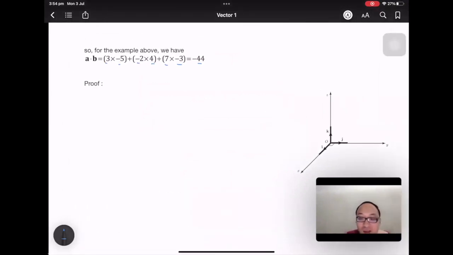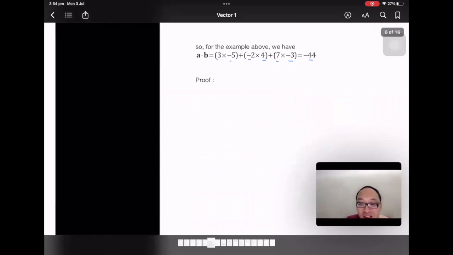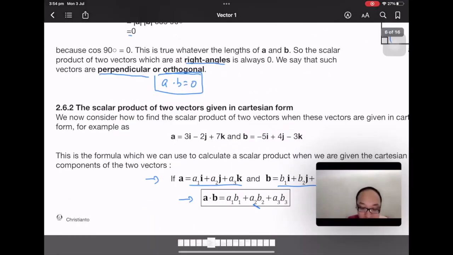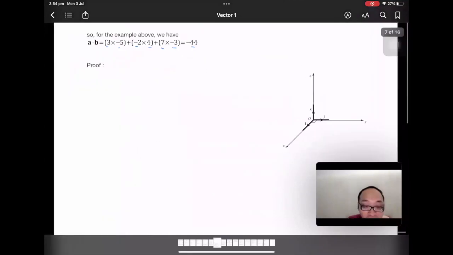Okay. Now, how do I get this formula? A dot B equals A1B1 plus A2B2 plus A3B3. Is it correct? Okay, let's see.